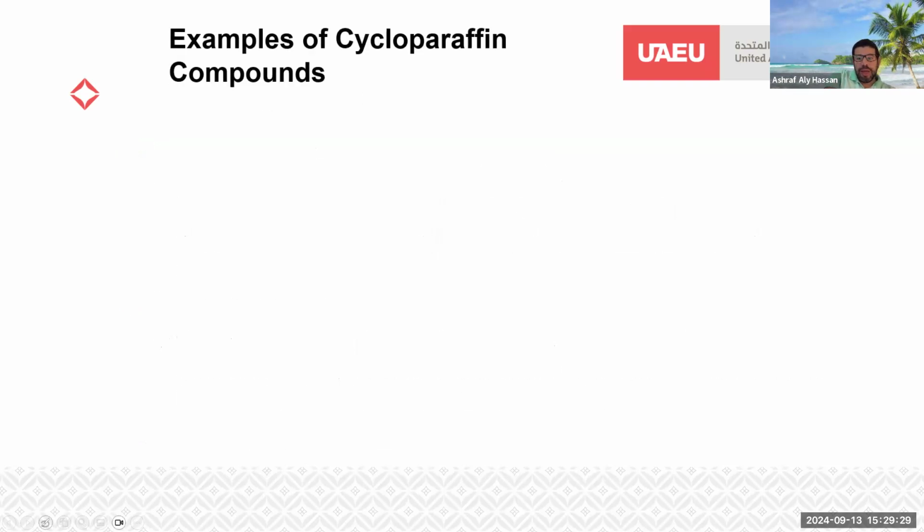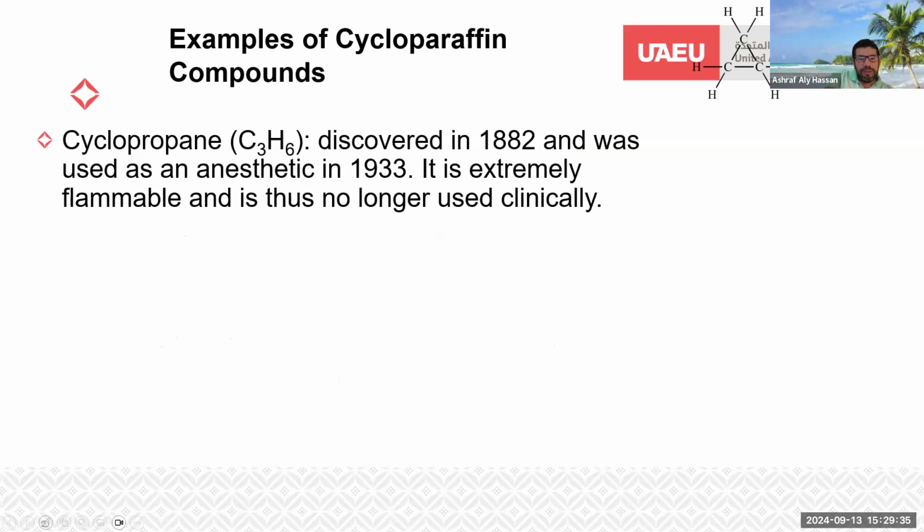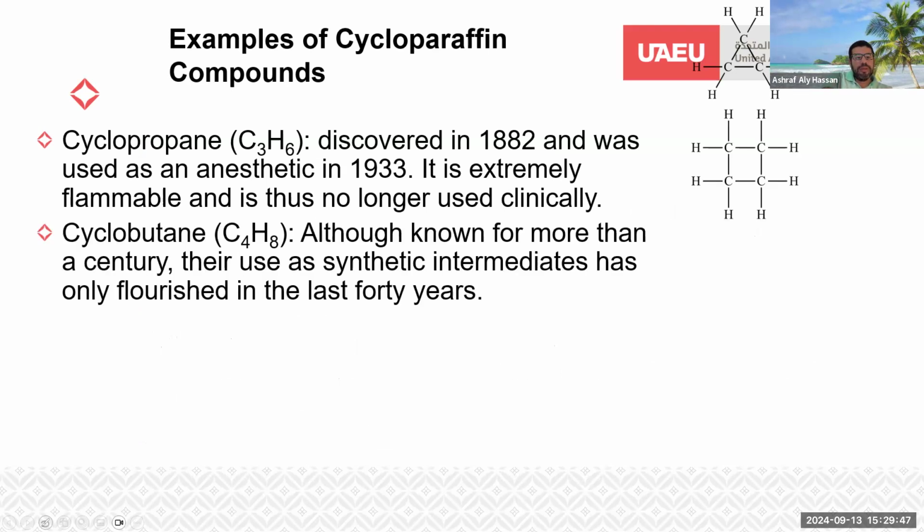So let's look at examples of cycloparaffin compounds. The cycloparaffin C3H6 was discovered in 1882 and was used as an anesthetic in 1933. It's extremely flammable and is thus no longer used clinically. Cyclobutane, C4H8, although also known for more than a century, its use as a synthetic intermediate has only flourished in the last 40 years.